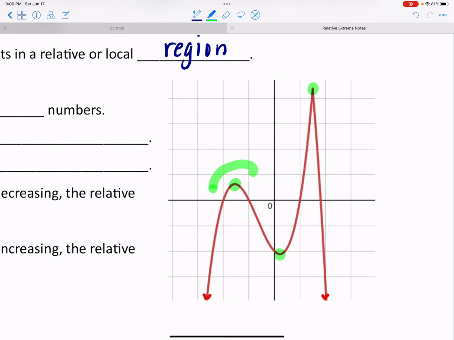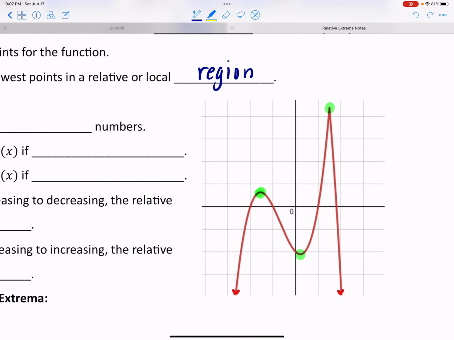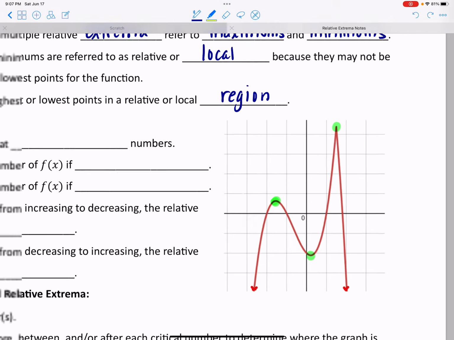Again, in this region, that green point I highlighted there would be a relative maximum. So it's relative to that area. And this would be a relative maximum, again relative to that area. And this would be a relative minimum, relative to that area. Okay, so these are our maxes and mins. We can think about them as peaks and valleys, or tops of hills and bottoms of valleys.